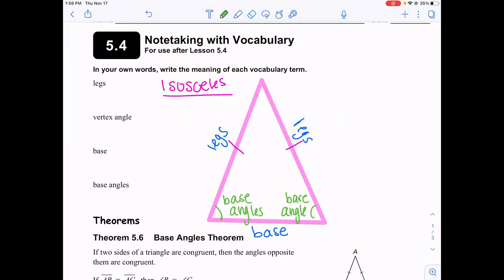What do we call this guy up here? Vertex. Okay. Vertex angle, right? Okay. Are we done? I know we need sharp pencils, but I was just making sure we're done.